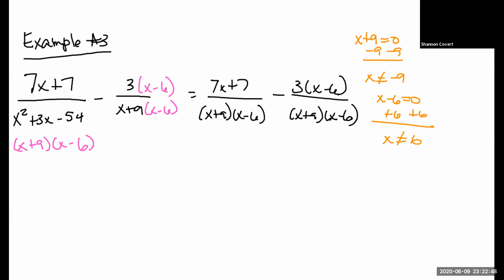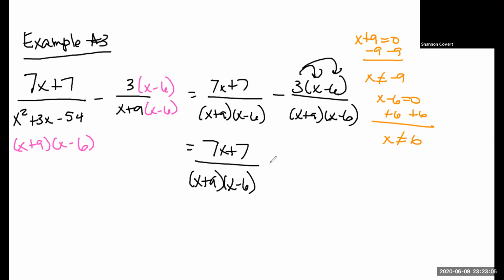And I'll finish working on my problem here. Keeping everything the same on that first fraction for now, (7x + 7)/((x + 9)(x − 6)). I'm going to distribute first. So I'm going to subtract (3x − 18)/((x + 9)(x − 6)).